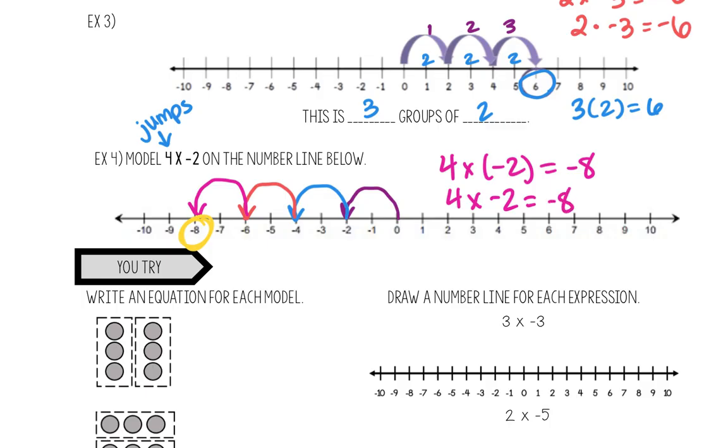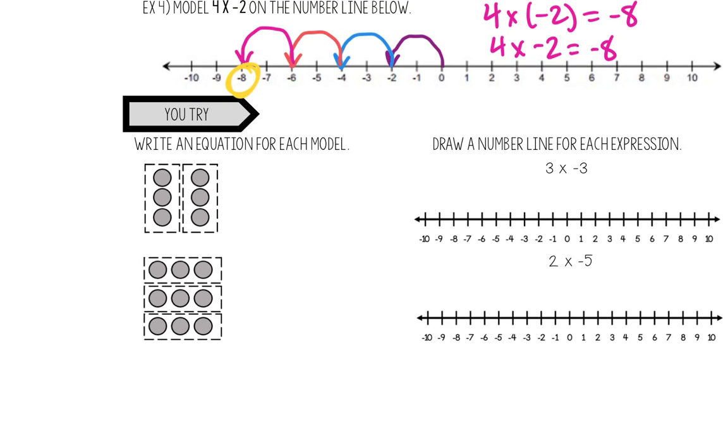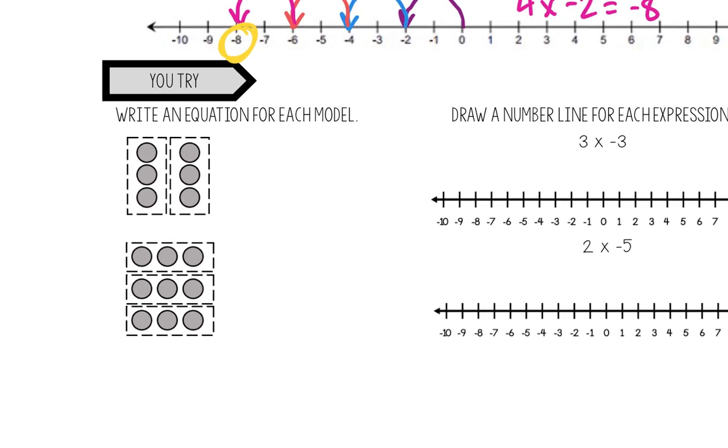So now what we're going to do is we are going to write an equation for each model, and then draw a number line for each expression. So let's look at this first one. How many groups are there? 1, 2 groups. How many is in each group? There's 3 negatives in each group. So that would be showing 2 times -3 equals, how much is their total? -6.